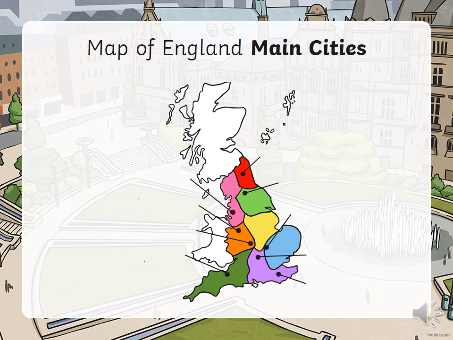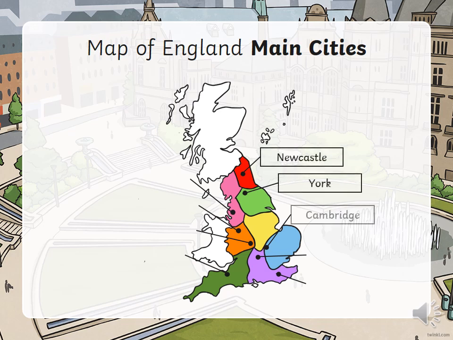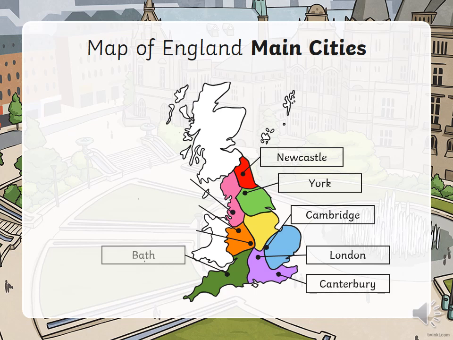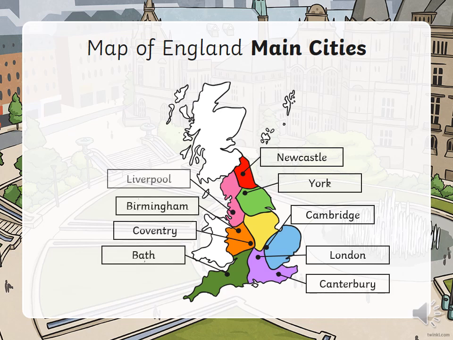And these are where some of the main cities are in England, and I wonder if you know what some of them are. Let's have a look. The one in red is Newcastle, York, Cambridge, London, Canterbury, Bath, Coventry, Birmingham and Liverpool. So these aren't all of the cities in England, there are lots of other different ones, but these are some of them, and the main ones in each region. So you can see Bath is a prominent city in the southwest. Bristol's not on this map, but that is also in the southwest. It's about, I think, 30 miles from Bath or so, maybe less. And that's a big city there as well.